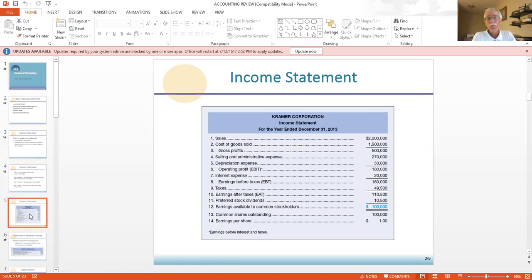The Kramer Corporation: sales of $2 million, cost of goods sold of $1.5 million, gross profit of $500,000. So that's the gross margin, $500,000. Less operating expenses that include selling and administrative expense and depreciation expense, which allows us to subtract expenses of $270,000 and $50,000, giving us operating profit of $180,000. Minus interest expense of $20,000 takes us to earnings before tax of $160,000.